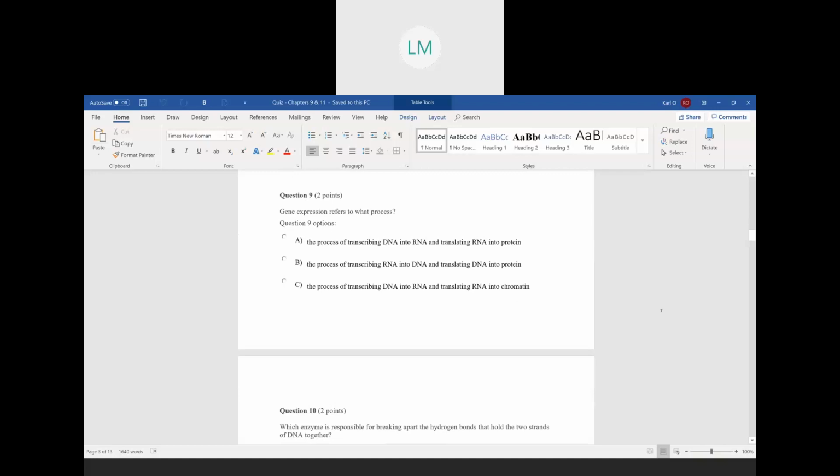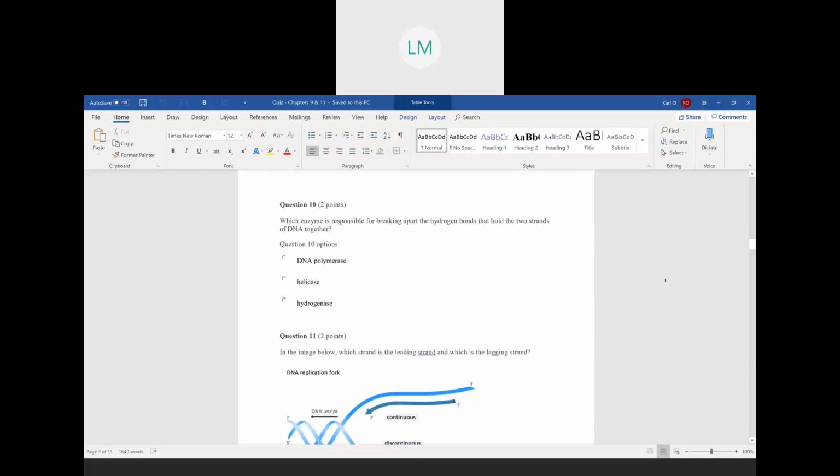Question number 9. So we're talking about gene expression. What is that process? Let's see, we've got the process of transcribing DNA into RNA and then translating RNA into protein. That's our first choice. We've got transcribing RNA into DNA and translating the DNA into proteins, or transcribing DNA into RNA and translating RNA into chromatin. Okay, so we don't transcribe RNA into DNA. That's backwards. We transcribe DNA into RNA. So we can already mark off choice B as one of the ones that's wrong. A and C both are transcribing DNA into RNA, but genes are expressed through proteins. So that first choice there, choice A, translating RNA into proteins, is the correct answer there. Those proteins are what are going to express those genes.